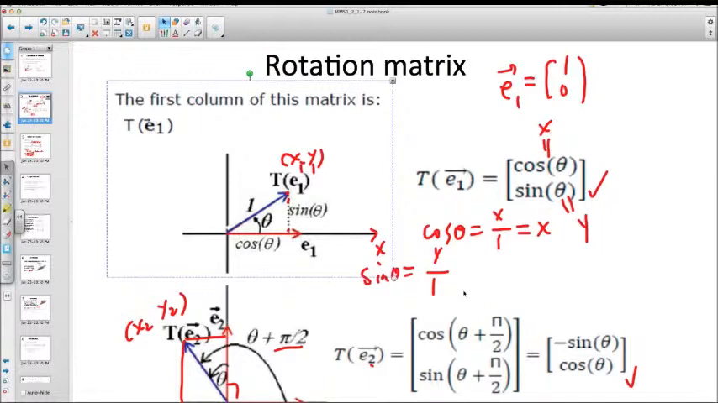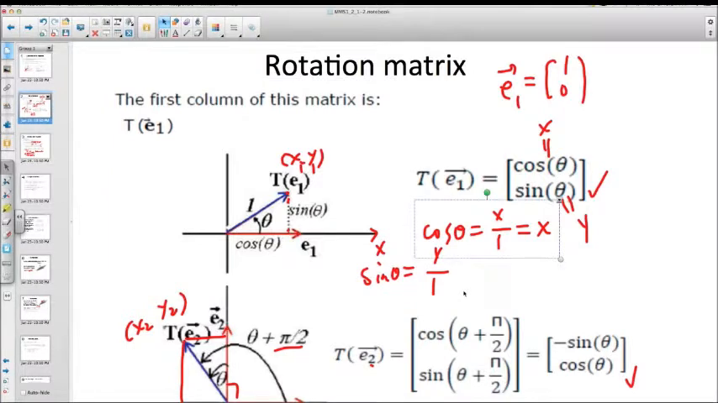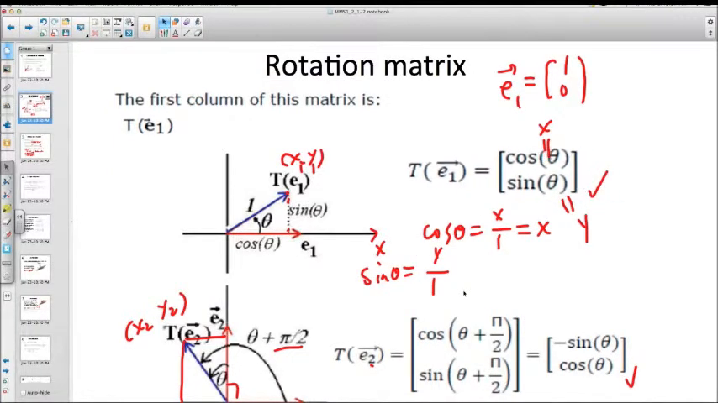Now assume the coordinates are x1, y1. The x1 over the hypotenuse, which is adjacent over hypotenuse, gives you a cosine. So you get x equals cosine theta. Also, if you look at y1 over the hypotenuse 1, you get the opposite, the sine theta. So y equals sine theta. Then the rotation of E1 by an angle theta gives cosine theta, sine theta.